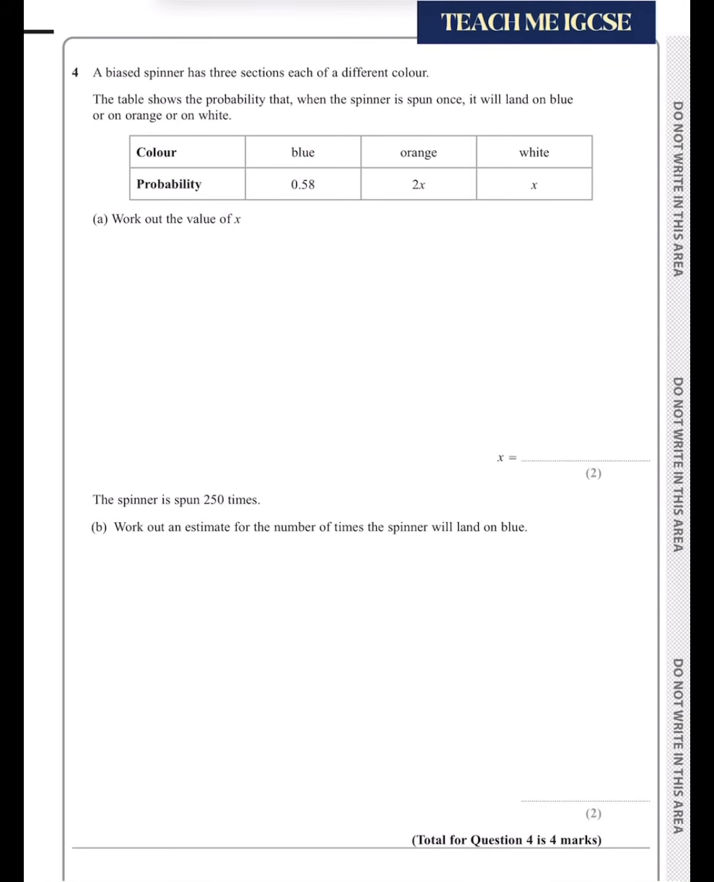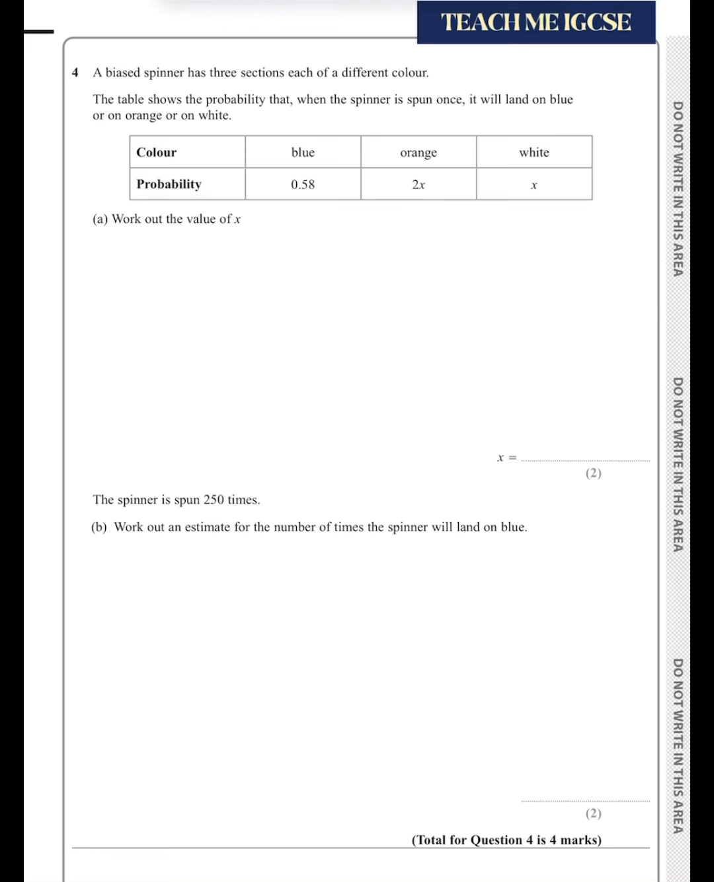Question 4. A biased spinner has 3 sections, each of a different color. The table shows the probability that when the spinner is spun once, it will land on blue or on orange or on white. Work out the value of x. Well, since we know that blue, orange, and white are the only 3 possibilities of the spinner landing on, that means the 3 probabilities added together should be equal to 1.